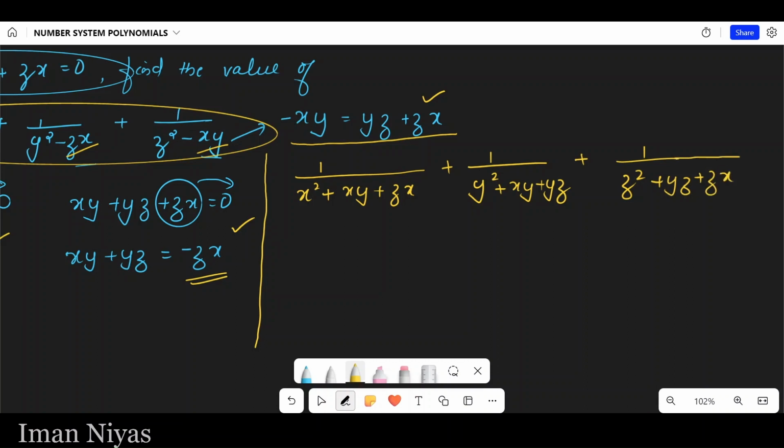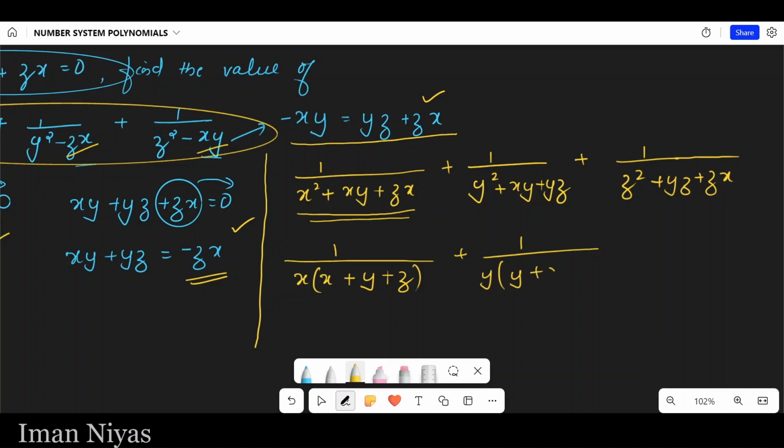So now we are going to find the value of this. In the denominator of the first term, what is common over here? Can I take x as common like this? 1 by x into, if I take out one x, there is x left over there, x plus y plus z. Plus, for the next, you can see y is common everywhere. So I took one y out and y plus x plus z. For the next one, z is common everywhere. So I have taken z out, one z inside, plus y plus x.